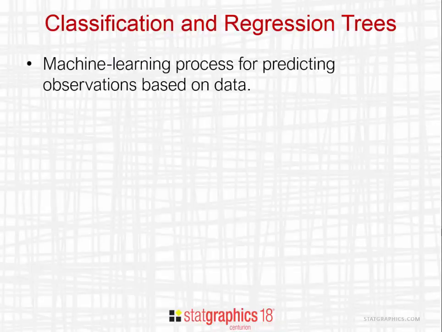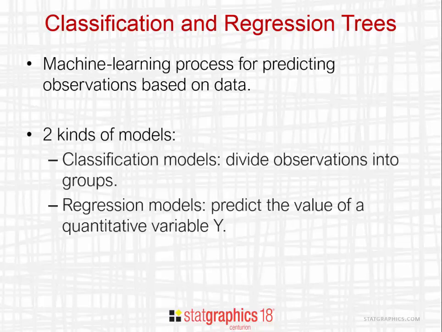Fitting classification and regression trees is a machine learning process for predicting observations based on data. There are two kinds of models: classification models that divide observations into groups, and regression models that predict the value of a quantitative variable.